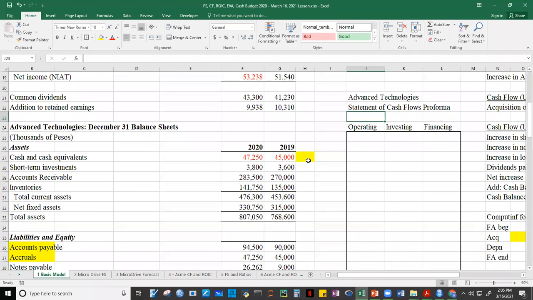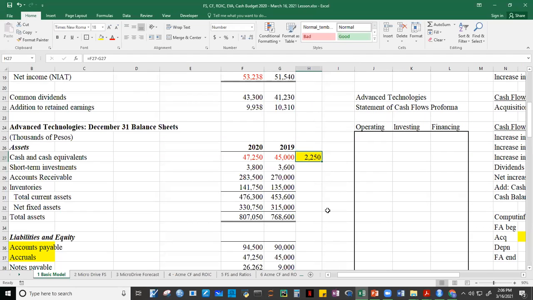Okay? Ano ba yung statement of cash flows? Ano yung ini-investigate natin yan? So we're investigating, guys, yung ano nangyari sa cash. Kaya sabi nga dyan, statement of cash flows, no? What happened to cash? At the beginning of the year, 2020, the cash balance was 45,000. At the end of the year, 2020, how much was cash? 47,250. So what happened to cash? Did it increase or did it decrease? Increase, sir. It increased by how much? Minus natin to. By 2,250. Okay? So cash balance increased by 2,250.